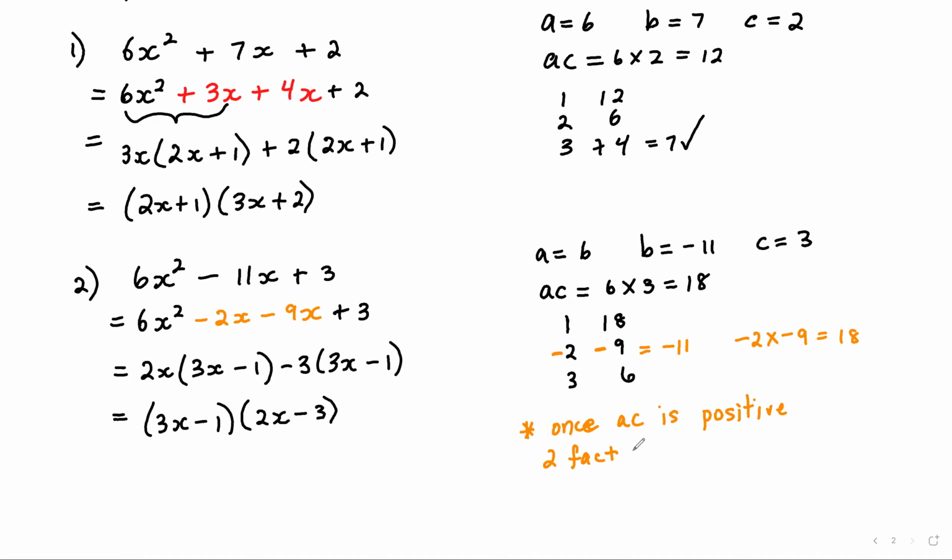In this case, they were both negative, right? So the two factors could be both positive, so it'll be plus and a plus. In your factors, if AC is positive, then once all the terms are positive, the factors will be positive. However, if AC is positive and B is negative, then the two factors could be both positive or both negative.